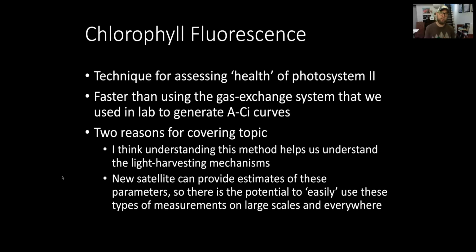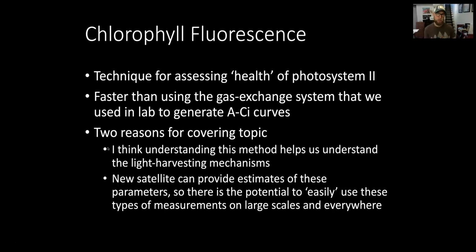So it's a little more of a technique than a concept of plant physiology. And usually I don't try to do those types of things or cover those types of things. But there are a couple reasons why I want to do this. I guess we'll jump down to the third bullet point. One, I think as we walk through the process of what chlorophyll fluorescence is and what it measures, it helps us understand some of those light reactions in photosynthesis a bit better.